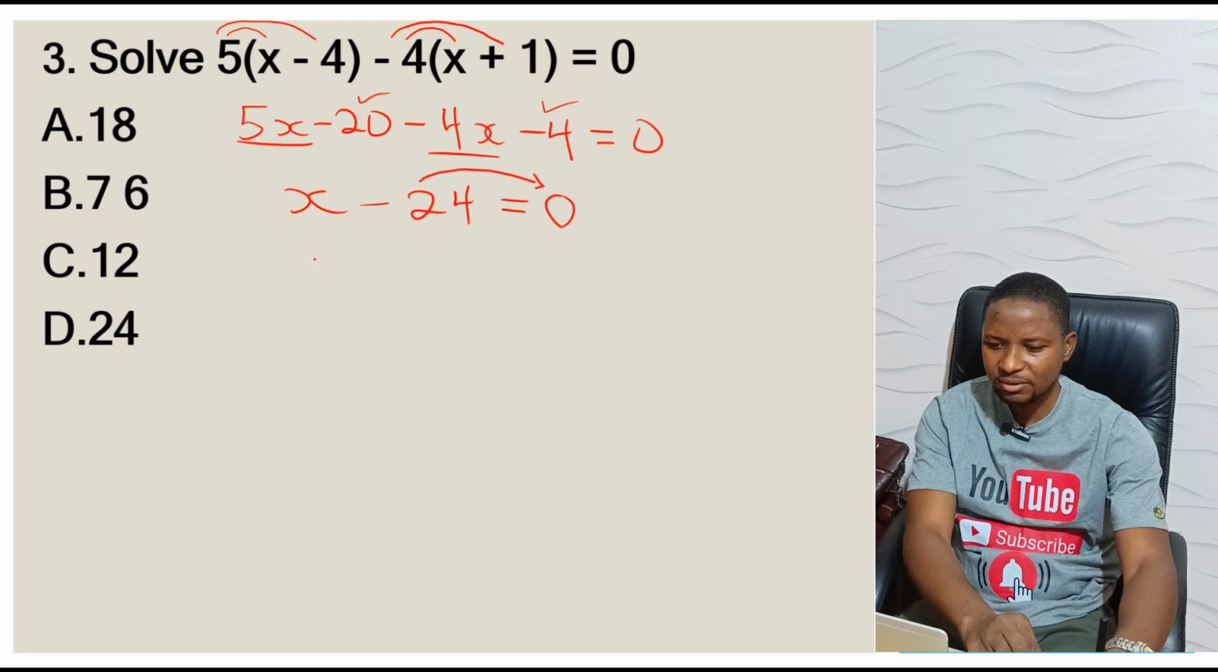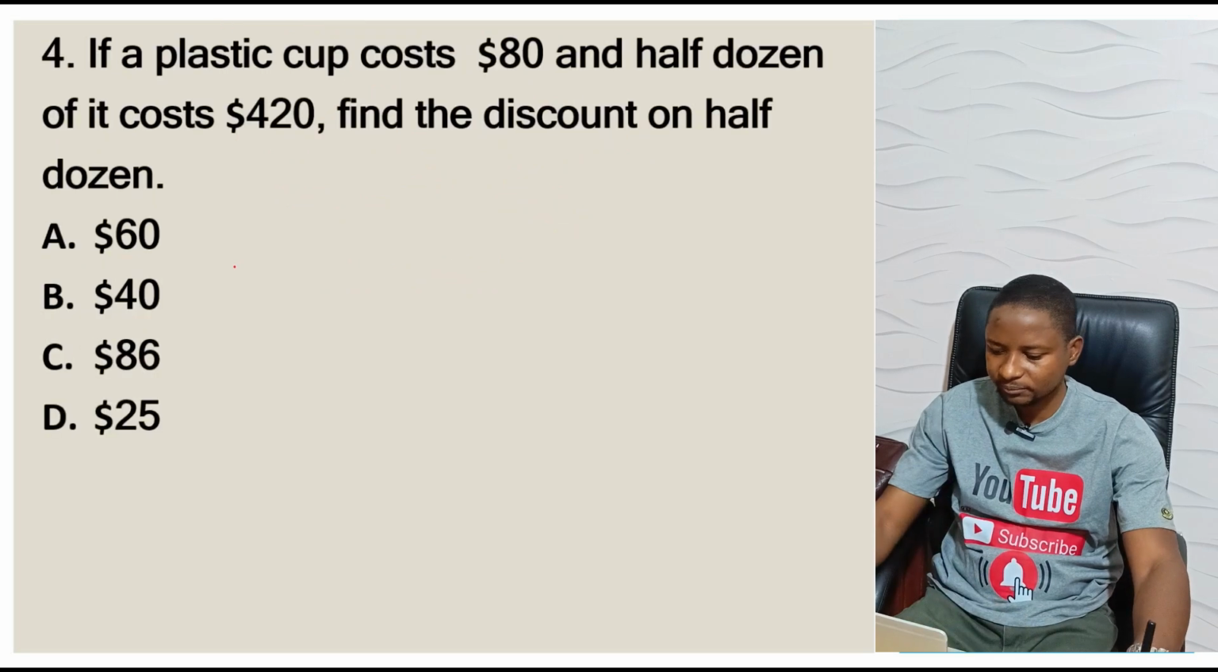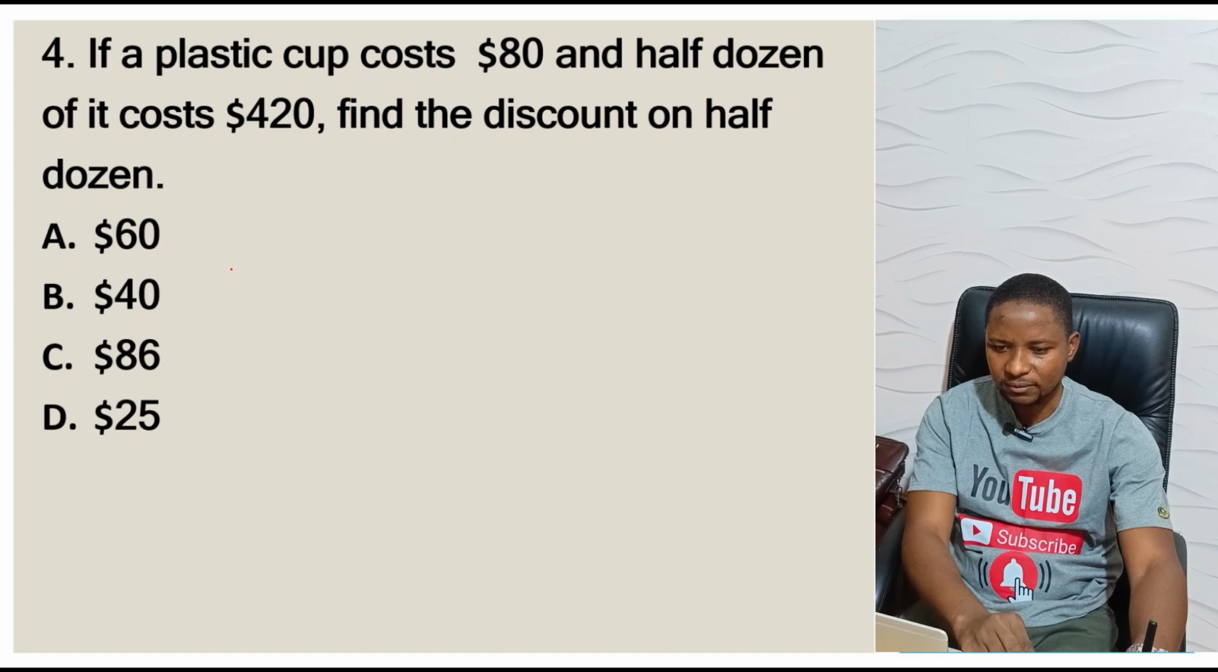Any number that crosses the equal sign will change sign. So x equals 24. So our answer is what? D. Moving on to question 4.